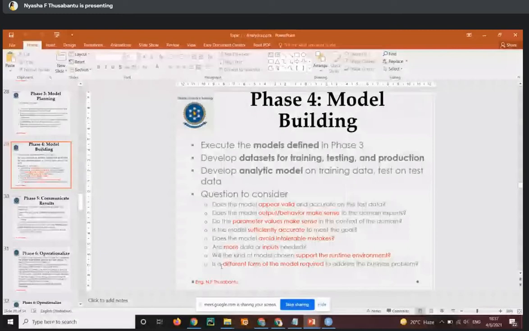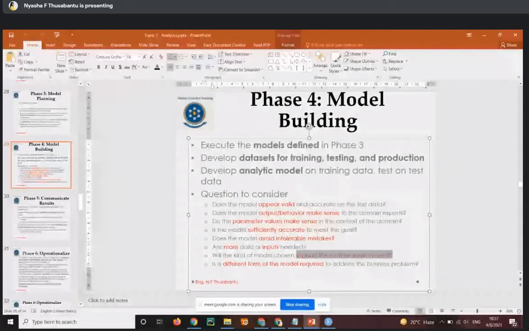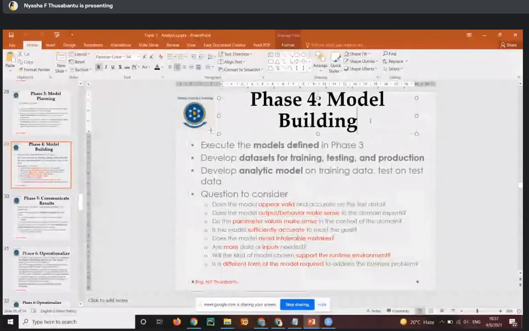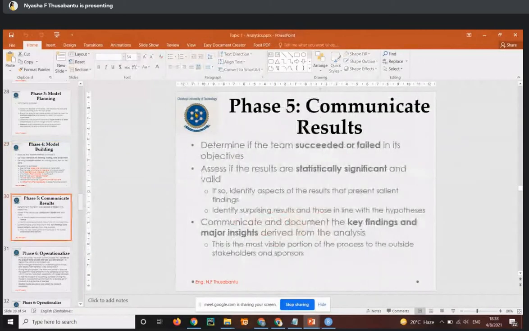So you see, who answers the runtime environment is the database administrator. Who answers the behavior making sense is the business intelligence analyst. Avoiding intolerable mistakes is the database administrator, because they are who create variables in the database. But all these people are working on model building. So each person knows, each to their own. There's some level of abstraction. When they see this question, they know what is supposed to be done, what is expected, what is supposed to be the output. And then communication of results, of course, this is now the visualization.